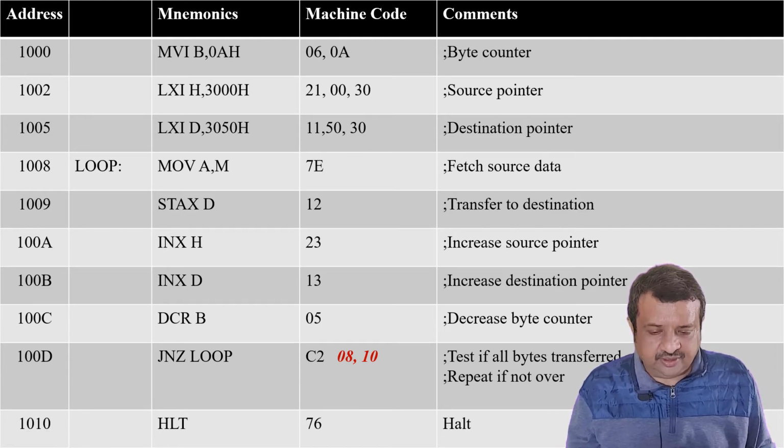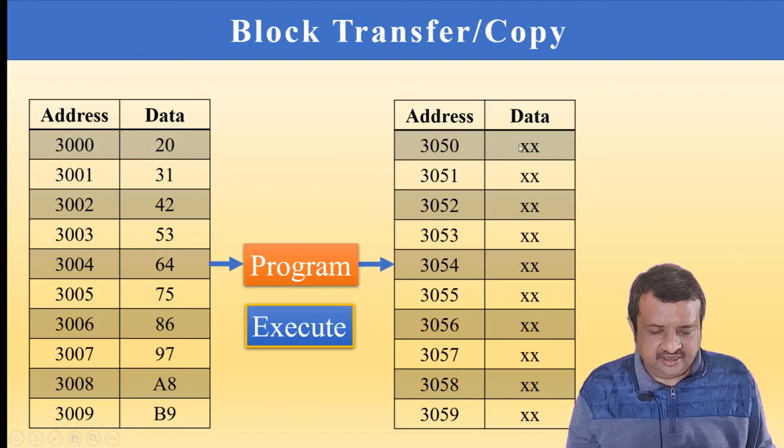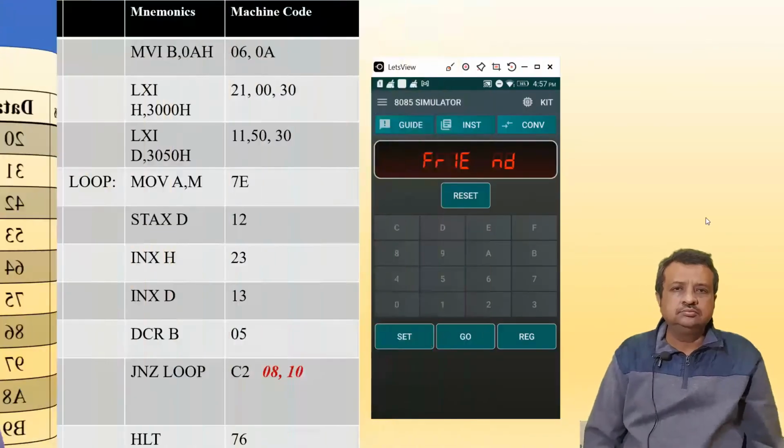But before executing the program, you have to first of all initialize the values of 3000, that is the source data, that is the given data, and once it is over, then you can execute the program and find the results in the destination, that is 3050. So further execution we will do on the simulator on our program.